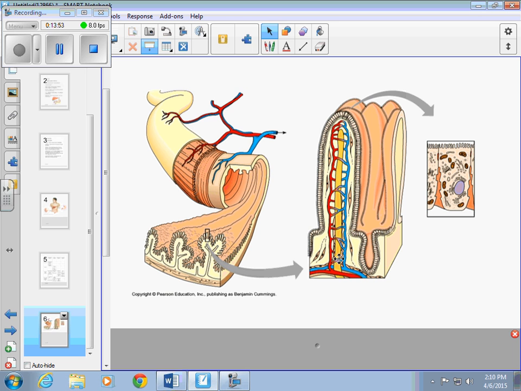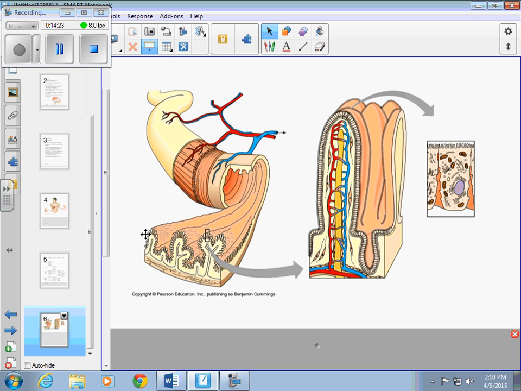Now I've got a zoomed in version of one finger-like structure, and what happens here is that the food and the nutrients from inside of the small intestine will diffuse through that wall, and it will get picked up by the blood, and the blood will then carry the nutrients to different parts of the body. But at this point, the villi are so important because they're increasing the surface area necessary to diffuse the amount of nutrients at a very efficient rate.